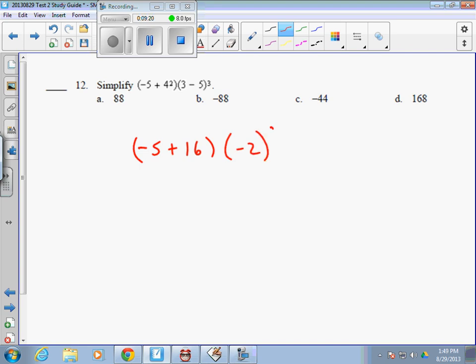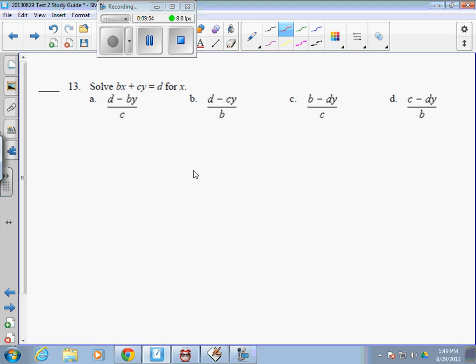That's still cubed. So now you follow your order of operations again. Make sure you simplify what's inside parentheses. Negative 5 plus 16 is positive 11. And negative 2 to the third power would be negative 2 times negative 2 times negative 2. We know a negative times a negative is a positive, times one more negative will make it negative again. And since it's negative, it'll be times negative 8. And 11 times negative 8 is negative 88. B.